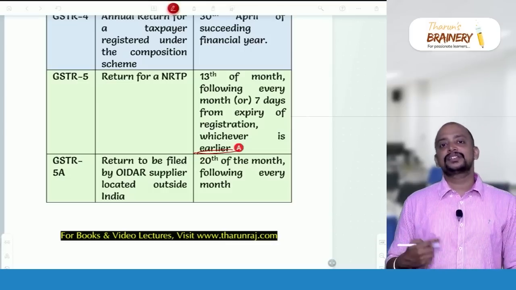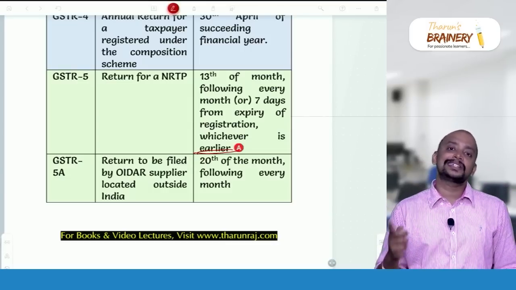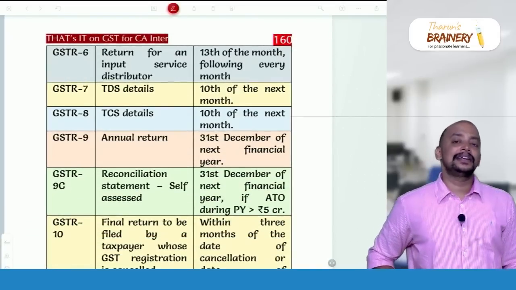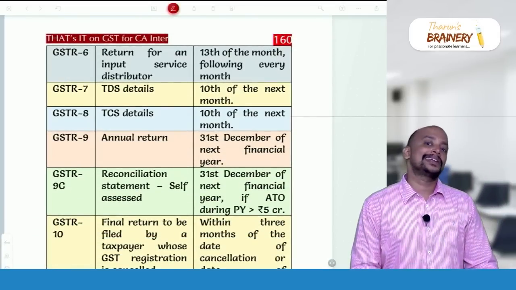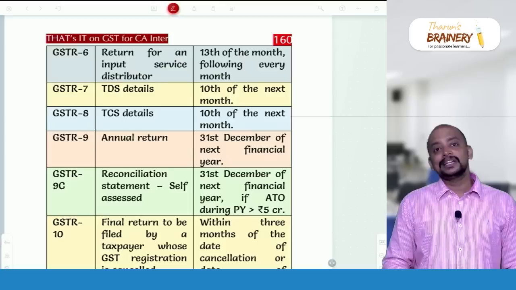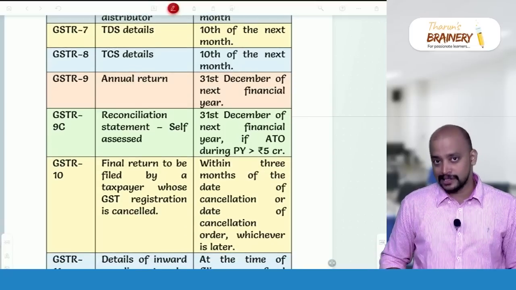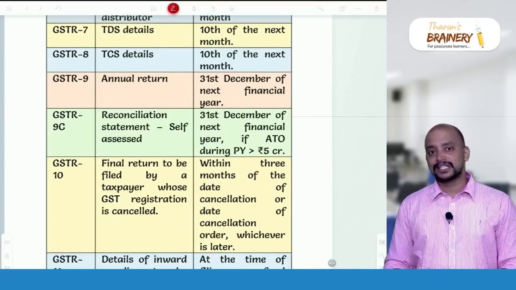Then GSTR 5A is a return to be filed by an OIDAR supplier located outside India, and that particular person is required to register in India, and they have to file GSTR 5A by 20th of the month following every month, just like 3B. GSTR 6 is a return to be filed by an input service distributor by 13th of the month following every month. GSTR 7 and 8 are TDS and TCS, by 10th of the month following every month. GSTR 9 is an annual return to be filed by 31st December of the succeeding financial year.